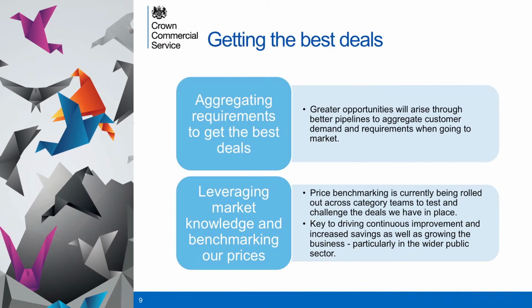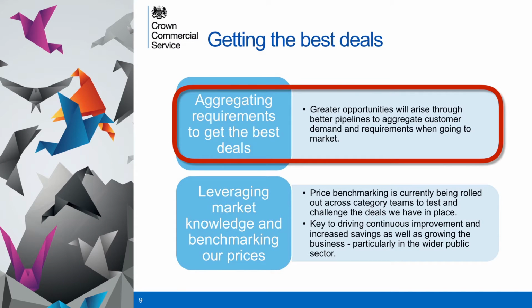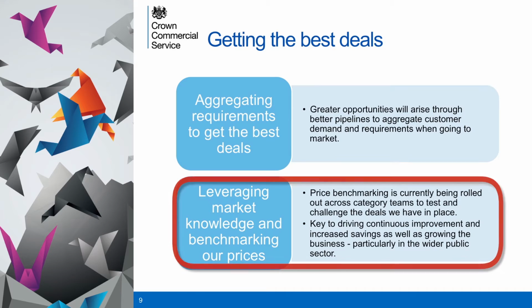For starters, for government, if you've got £40 billion worth of spend, you should be able to use that to aggregate and get a better deal than what you're getting as disparate organisations. And also leveraging the market and benchmarking our prices. So again, if we've got all of this spend, how are we best leveraging that across all of the organisations?